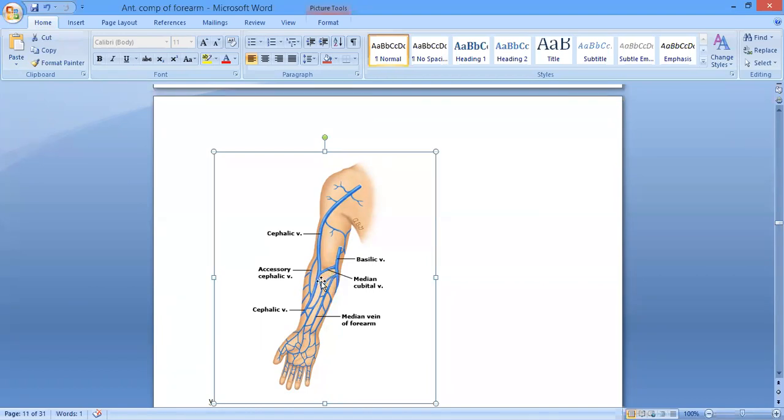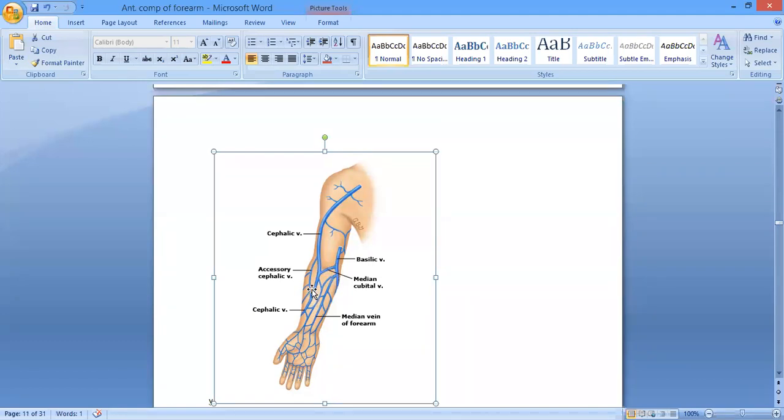And this is called the median cubital vein, right? This median cubital vein is an ideal vein. You will come across it if you are giving blood samples or blood tests. This is the most favorable site to take the blood sample, right? So the median cubital vein is also called the median basilic vein. It's a communicating channel, I told you, between the cephalic vein and the basilic vein.